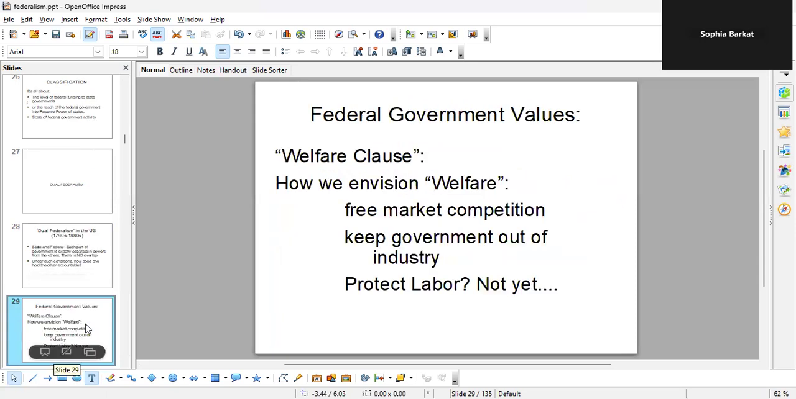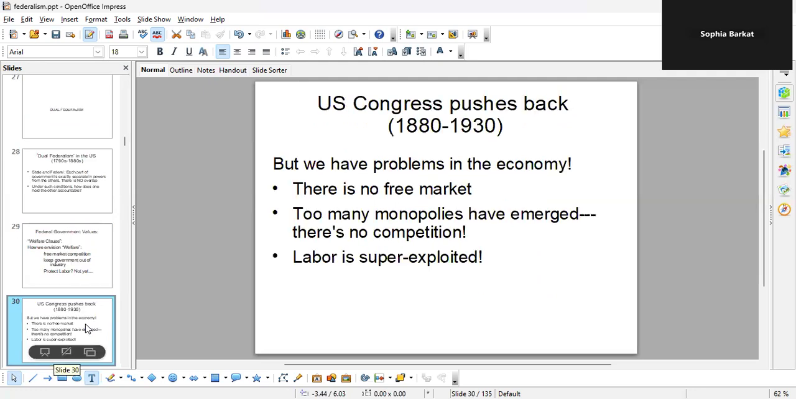Okay, so federal government values at that time were, okay, there's such a thing as a welfare clause, but how we envision welfare is don't bother the states, right? Welfare has to do with free market competition, keep government out of industry, protect labor, not yet, right? We're kind of not very protective of labor at this point. So the US Congress pushes back in the 1880s, 1930s, but states put up a fight. And we talked about this in a previous lecture on federalism.